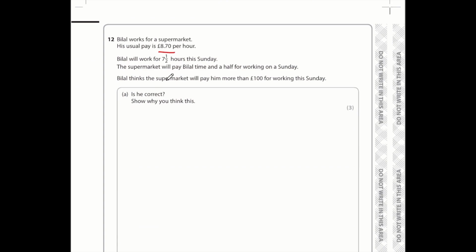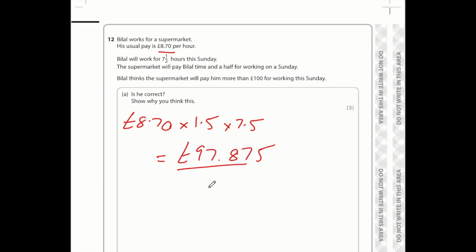Okay, so question 12a. This is Bilal's normal pay per hour, but he gets time and a half. So what I want to do is multiply this by 1.5. If you multiply it by 1, that would be normal time. Multiplying by 1 is fairly pointless, but 1.5 will increase that by half, by 50%. This is the multiplier for a 50% increase. And this is for 7.5 hours, so multiply that by 7.5, and what do we get? That comes to 97.875. Since this is money, let's round to 2 decimal places, so £97.88.